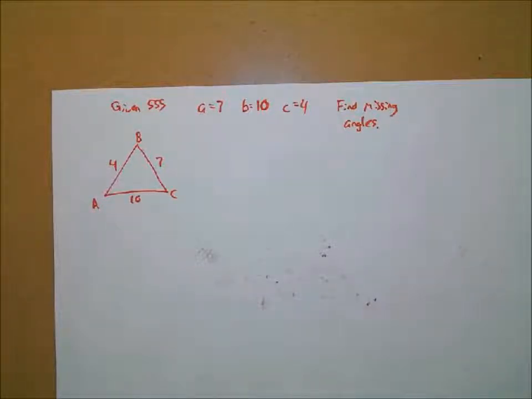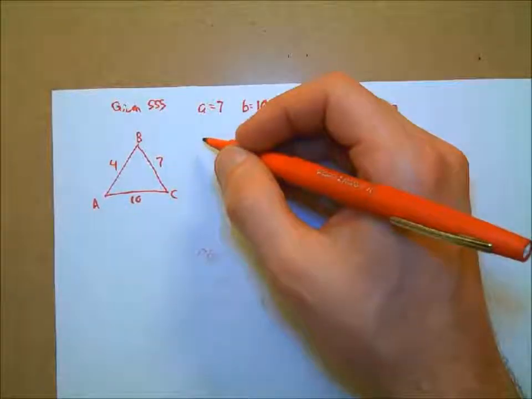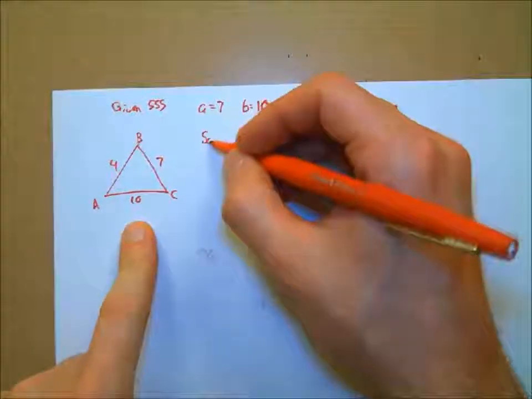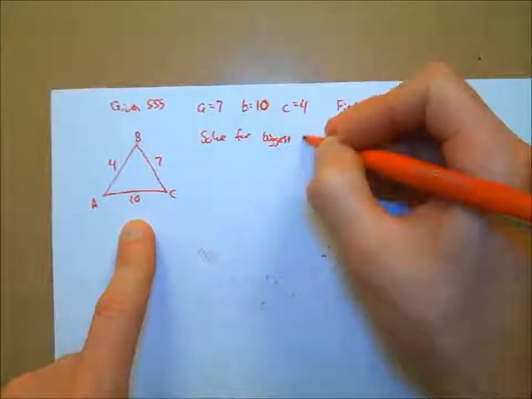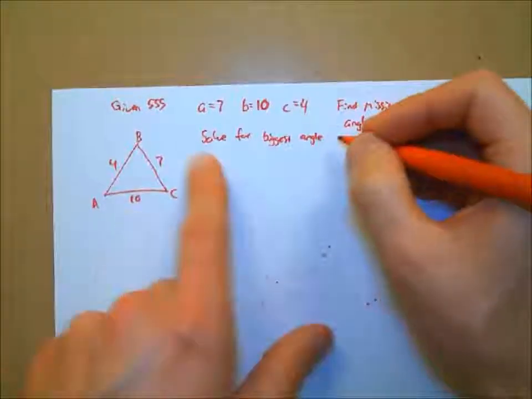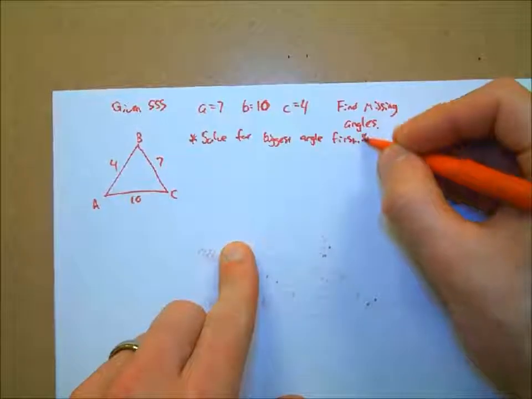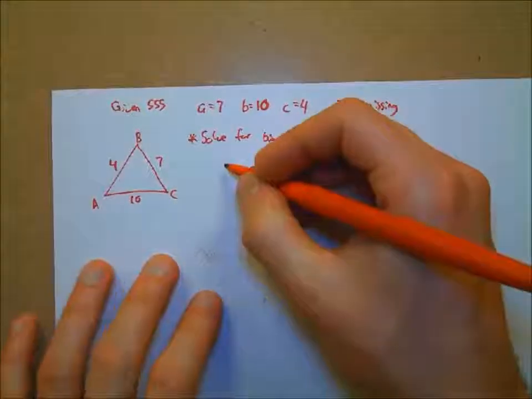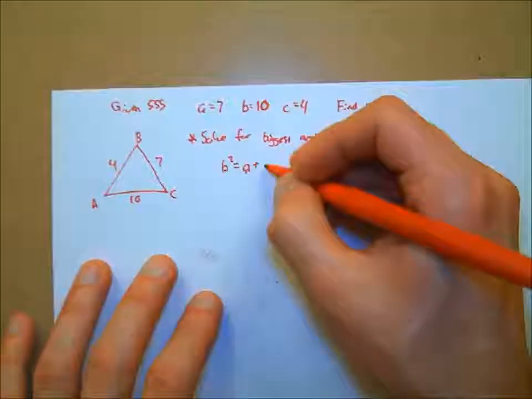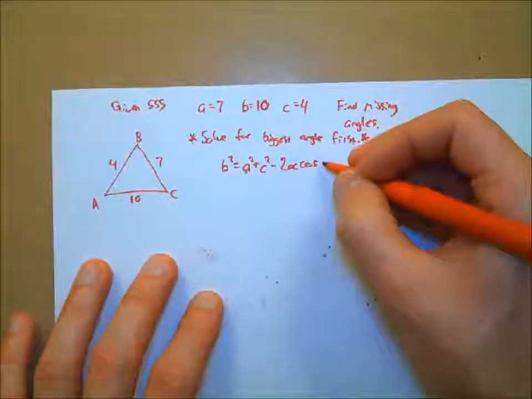What you want to do in a situation like this, to make sure we get the right answer, is always solve for the biggest angle first. This will help avoid getting different answers. Solve for the biggest angle first. The biggest angle in this case is going to be B. So we're going to use the B squared equals A squared plus C squared minus 2AC cosine of capital B formulation.